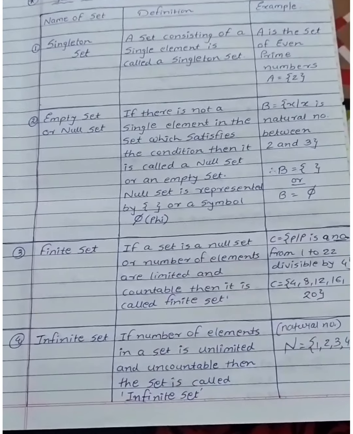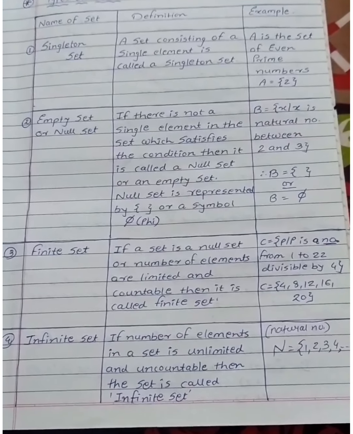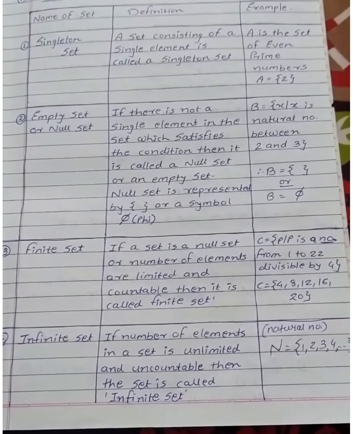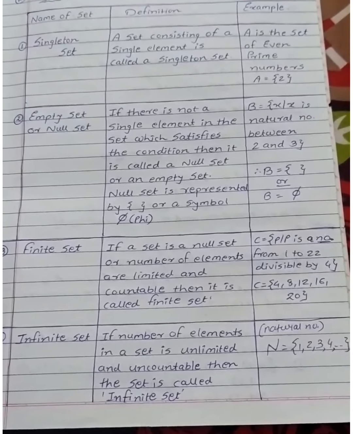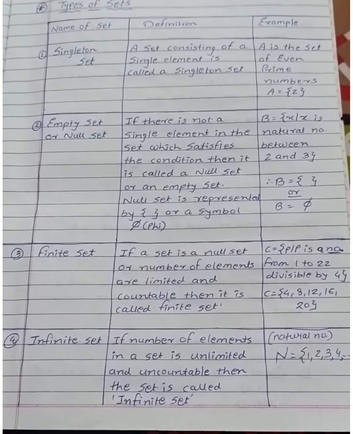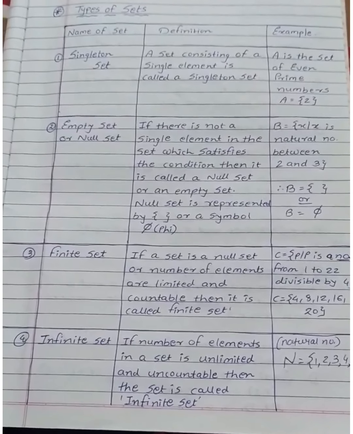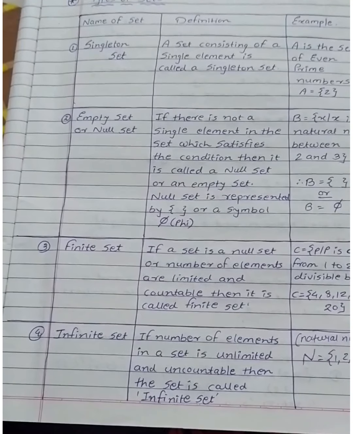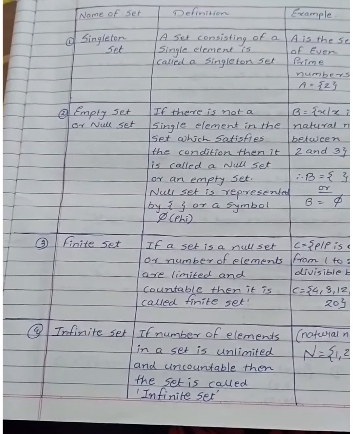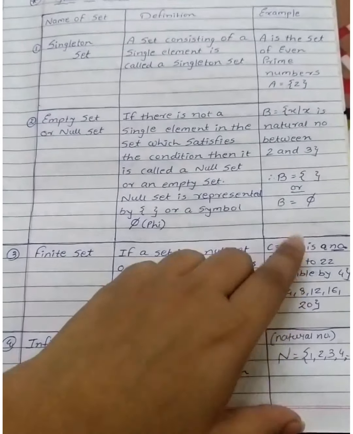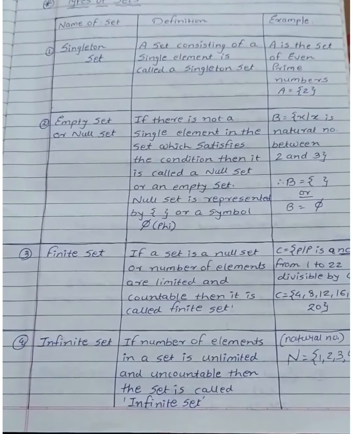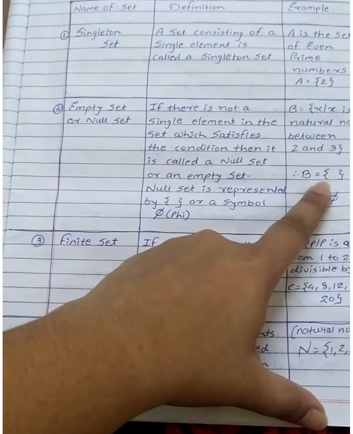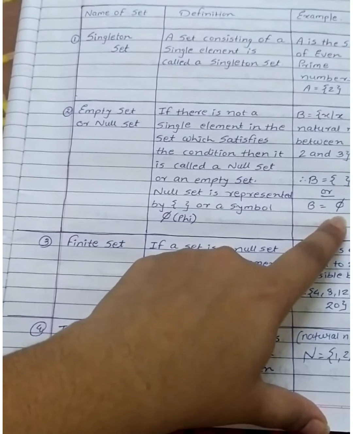See the question. B is a set of x such that x is a natural number between 2 and 3. We have to write natural numbers between 2 and 3, but between 2 and 3, no such numbers are there. Therefore, it is an empty set. Not a single element is there which satisfies the set. So just write down B is an empty set, or use this symbol.